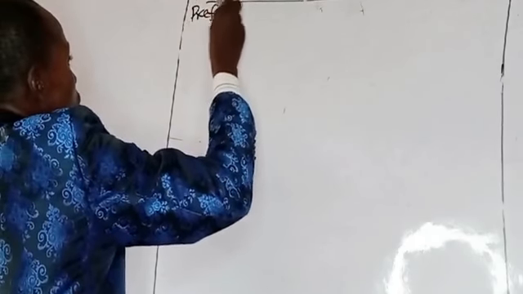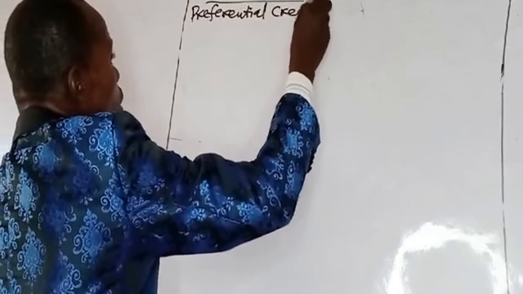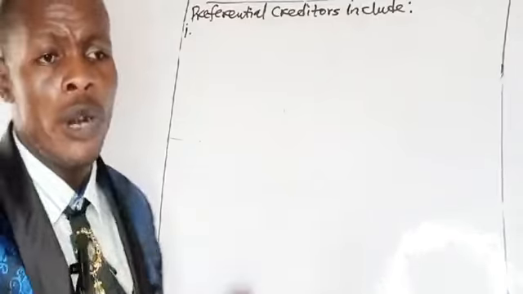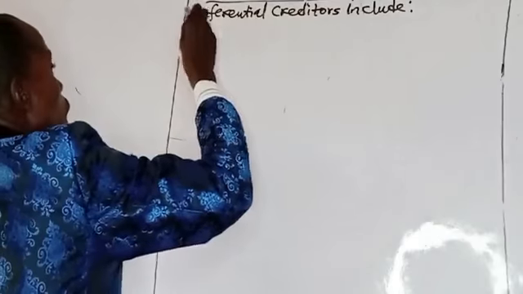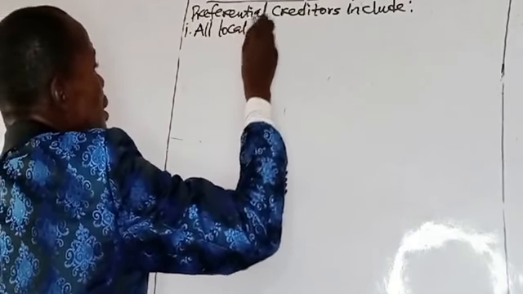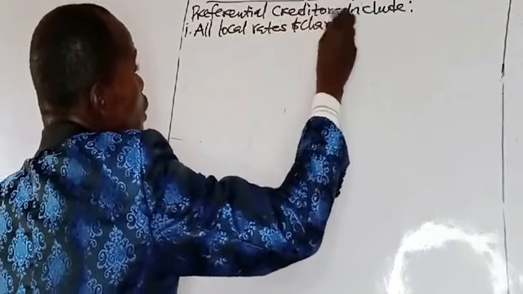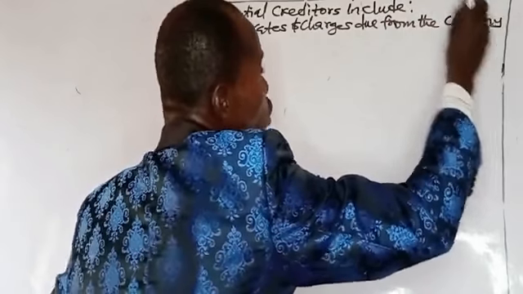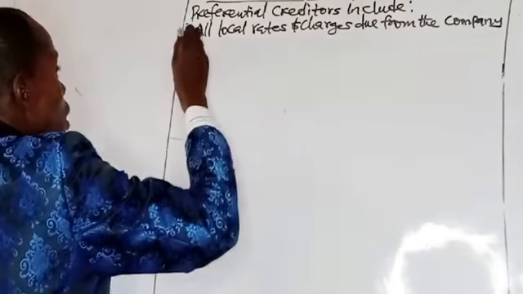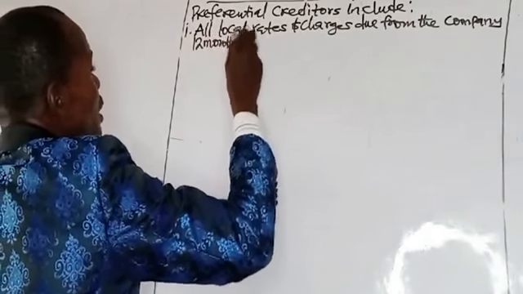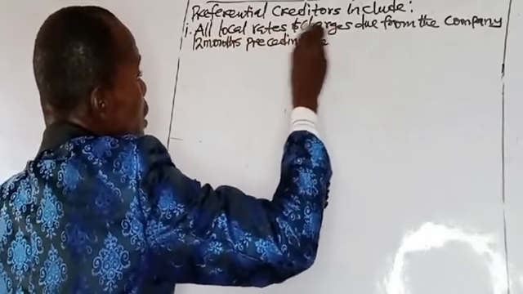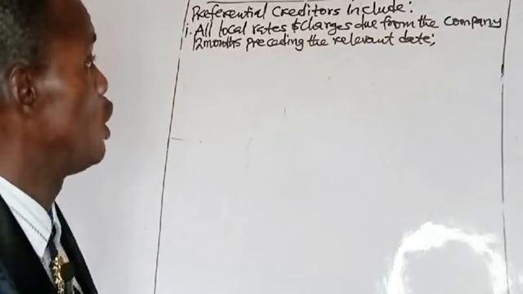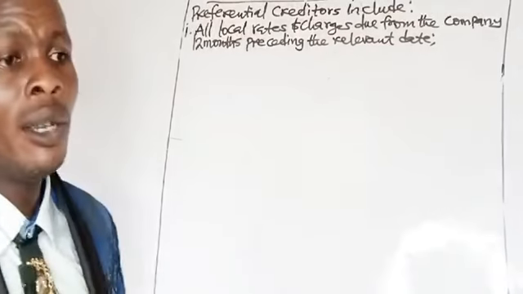Preferential creditors include, number one, all local rates and charges due from the company 12 months preceding the relevant date.